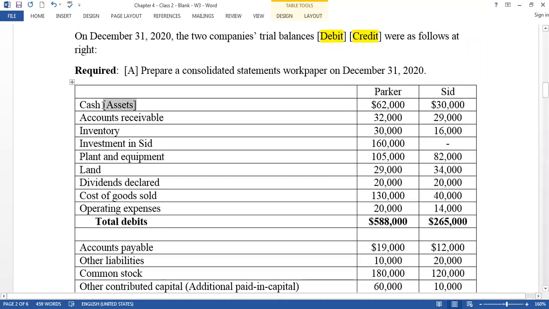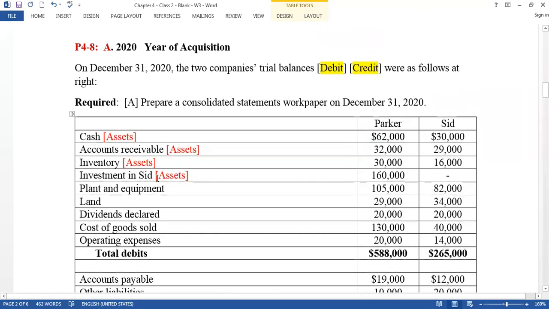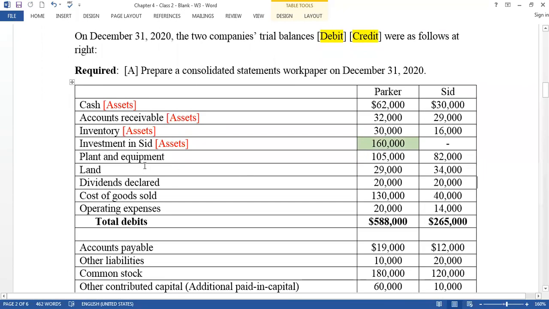So in the exam, you don't need to show me, but as this is the first class for this chapter, I am going to show you which are the assets and which are the liabilities. Cash is an asset, accounts receivable is an asset, inventory is an asset, and investment in subsidiary. Asset for which company? For the parent company. Look here. Investment in subsidiary is an asset for the parent company. The subsidiary's own accounts are an asset for the subsidiary company, right?